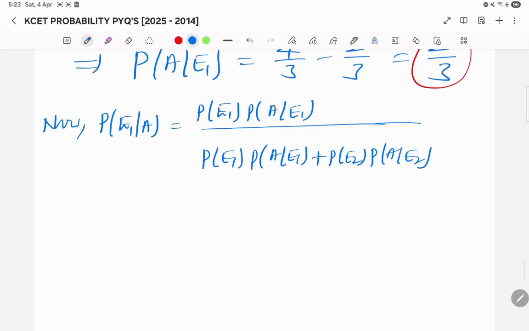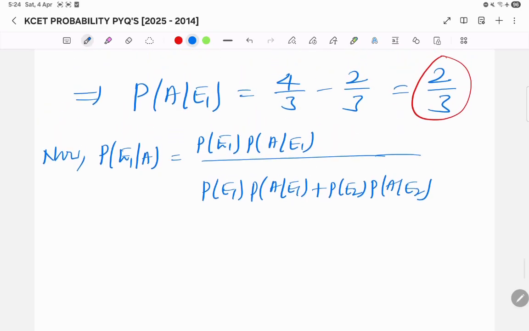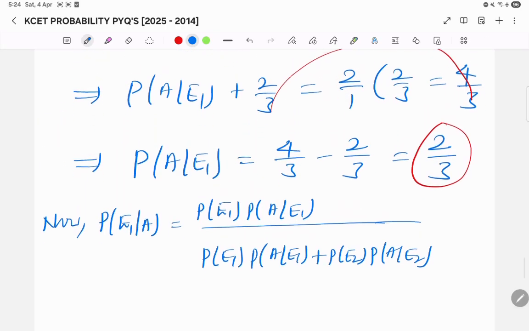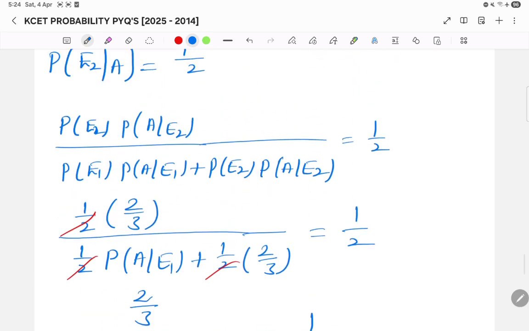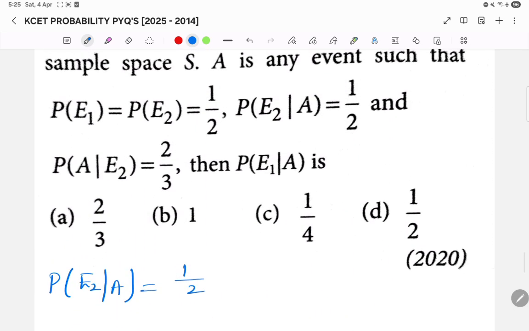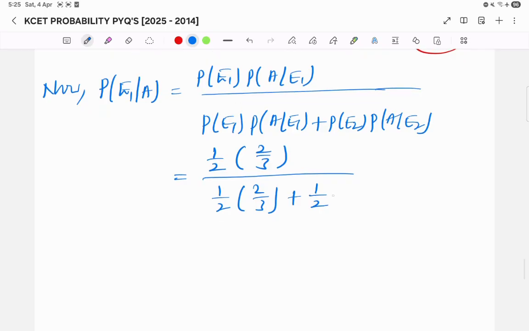Substitute all those values and you will get the requirement here. Now substitute all the values. P of E1 they gave as 1 by 2, and A by E1 we just found to be 2 by 3. So it is 1 by 2 into 2 by 3 plus P of E2, 1 by 2. What is A by E2 they gave? P of A by E2 is 2 by 3.